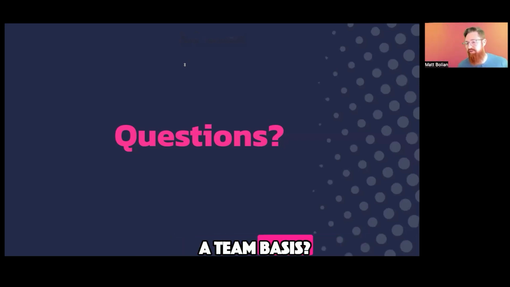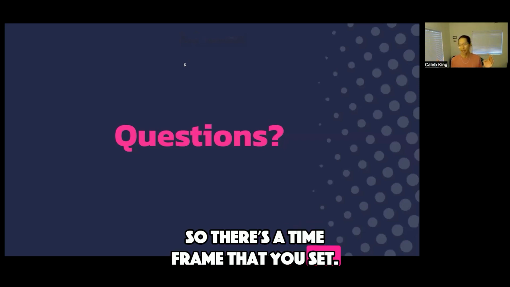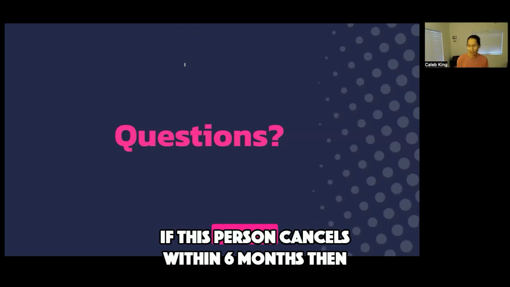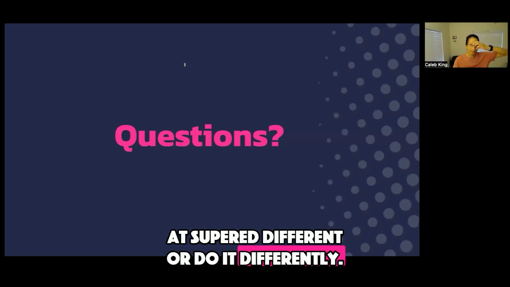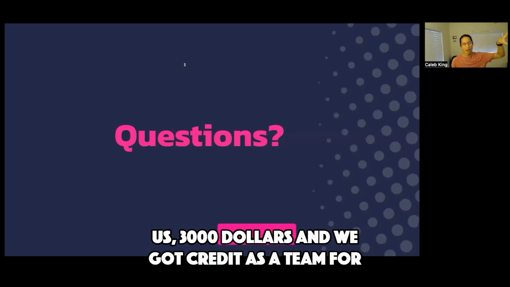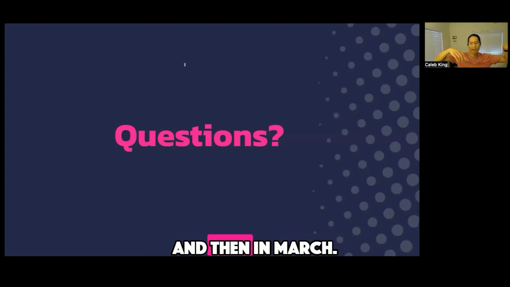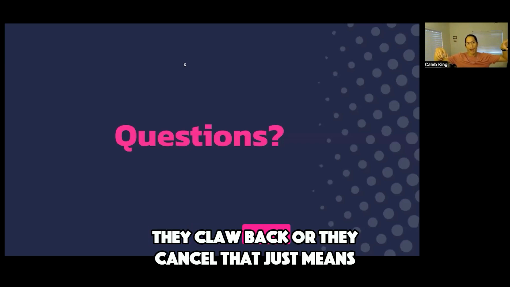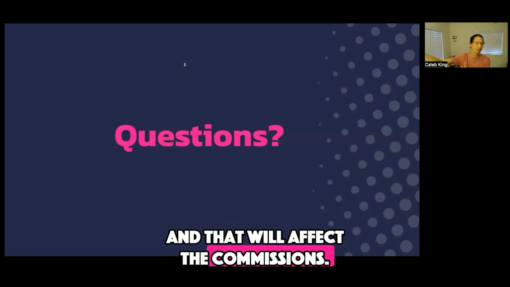How does it work in a team-based system? It's similar to any clawback. There's a time frame that you set, let's say 6 months. If this person cancels within 6 months, then it hits your number. How we're doing it at Super, different orgs do it differently, but all it does at Super is, let's just say they paid us $3,000 and we got credit as a team for $3,000 in January. And then in March, they claw back or they cancel. That just means in March, our quota retention is negative $3,000 to start with, and that will affect the commissions.